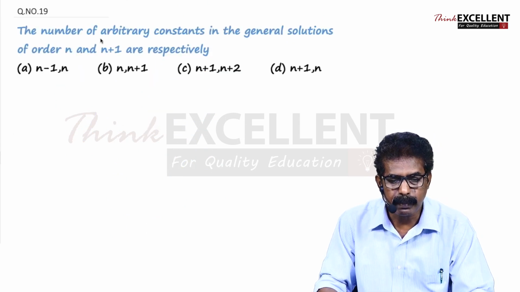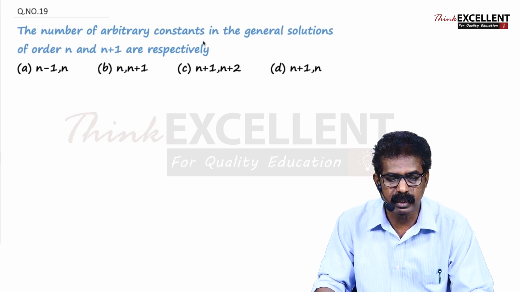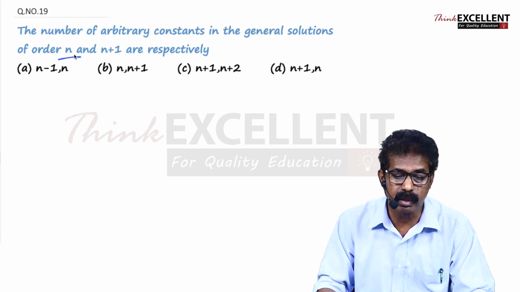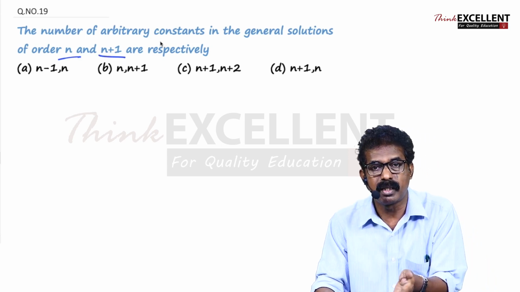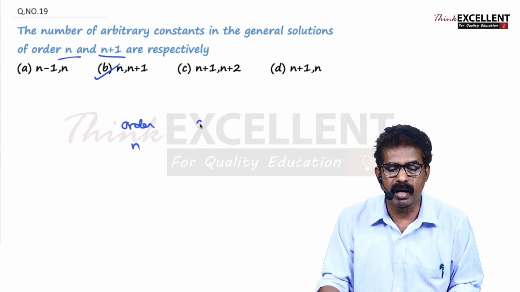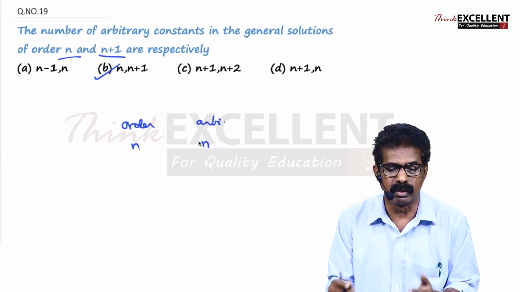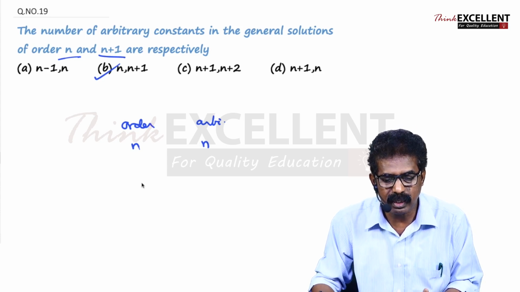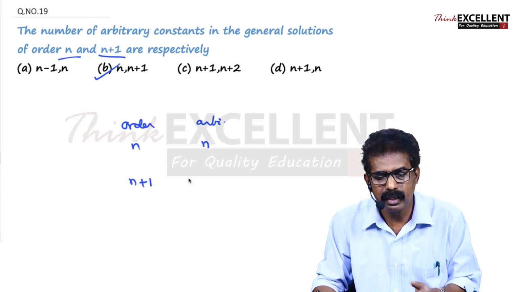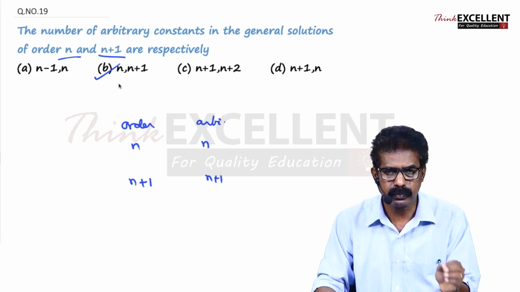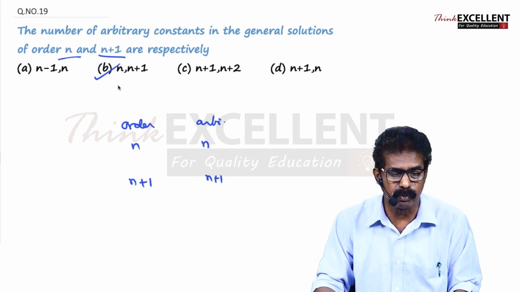Question number 19, the number of arbitrary constants in the general solution of order n. Order n means we have differentiated n times, which means the number of arbitrary constants is n. If the order is n plus 1, the number of arbitrary constants is also n plus 1. So your answer is n and n plus 1. If the number of arbitrary constants is n, then you differentiate n times, and normally the order will be n. Only if the order is n plus 1 do you differentiate n plus 1 times. Very direct question. You only need to know the concept of order.